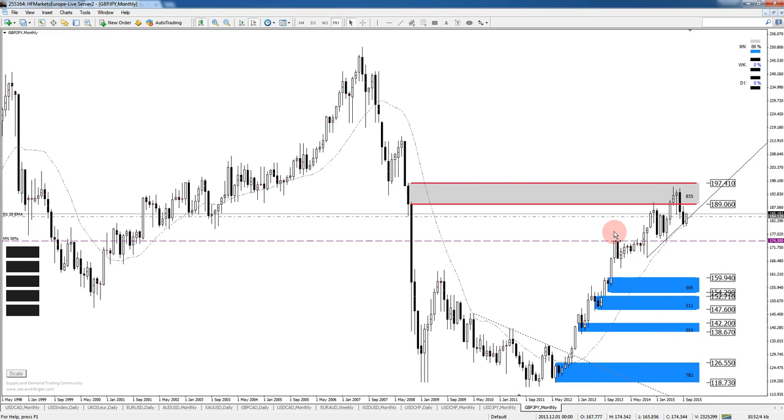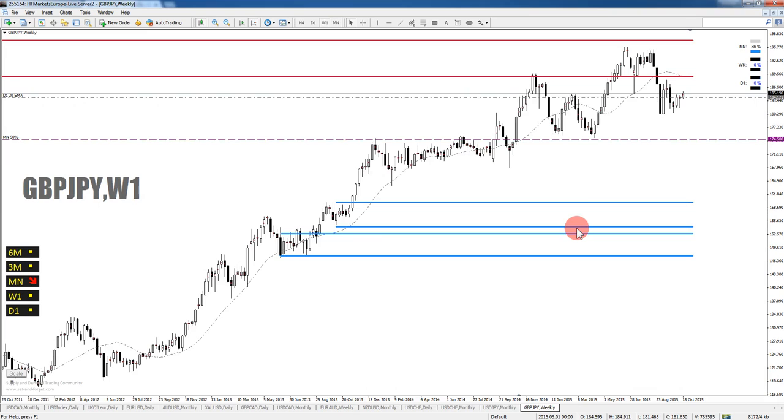So what is our bias right now, longs or shorts? Longs. So that's what we have to do: look for longs. Make sense? Yeah. Okay, perfect. So now, weekly time frame. What do we have here?